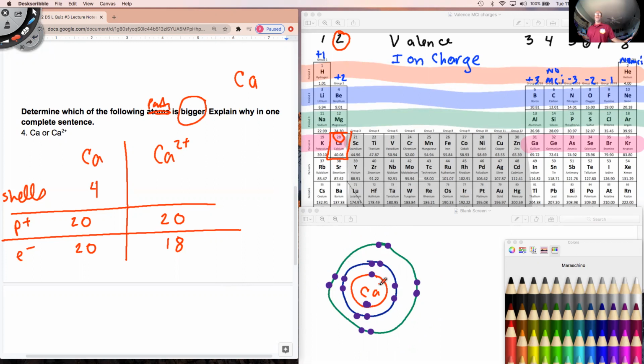Calcium becomes a 2 plus charge, loses those outer electrons, and you can see that there are only 1, 2, 3 shells. Now, which one of these is going to be bigger if calcium ion only has 3 shells and calcium neutral has 4 shells? That's right. The one with 4 shells is going to be bigger. That's going to be the deciding factor. If you can break down which atoms have how many shells, then that's going to help you find right away which atoms are bigger or smaller.